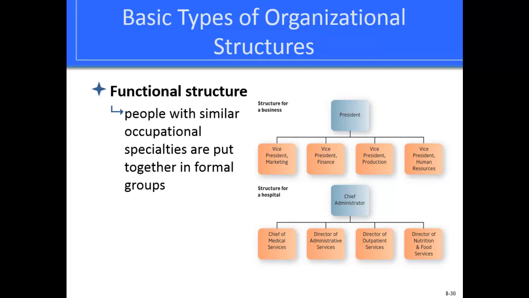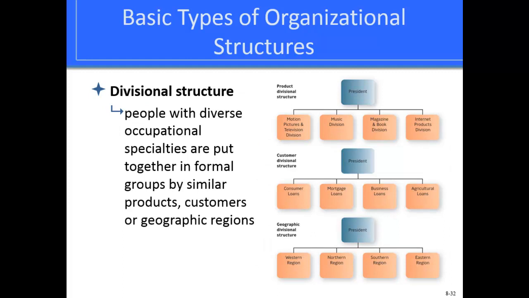based on their specialties. And then we have our divisional structure, and this is kind of grouping by similarity of purpose. In a divisional structure, people with diverse occupational specialties are put together in formal groups by similar products or services, customers or clients, or geographical locations.